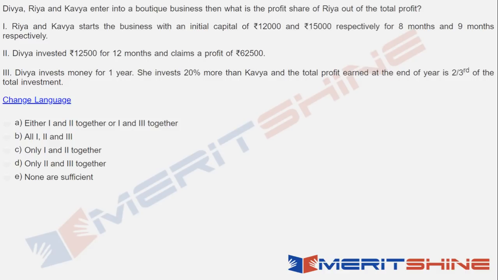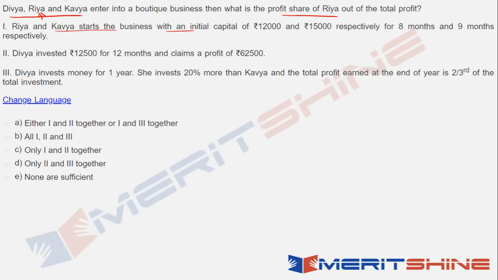Now in this question, it's about 3 ladies, Divya, Riya and Kavya. They do some business together and it is asking the profit share of Riya, the second lady here. Look at the options. Statement 1 we can start with, it appears in options A, B, C. Let's start with 1.